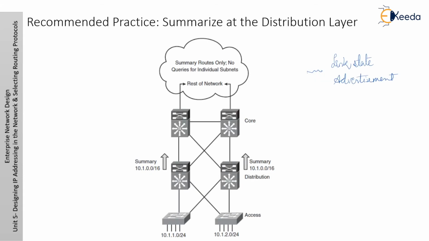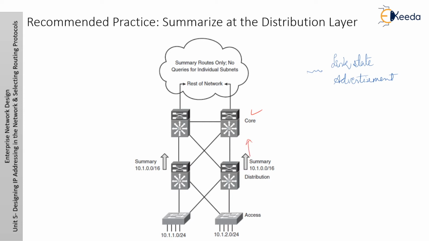Standard practice: summarize at the distribution layer. This is a diagram of the distribution layer and multi-level switches are there, and in this whole diagram there are summary routes only, no queries for individual subnets in the rest of the network. It is recommended practice to configure summarization in a large network from the distribution layer towards the core. The distribution layer should summarize all networks on all interfaces towards the campus core. So towards the campus core, we need to summarize the network.